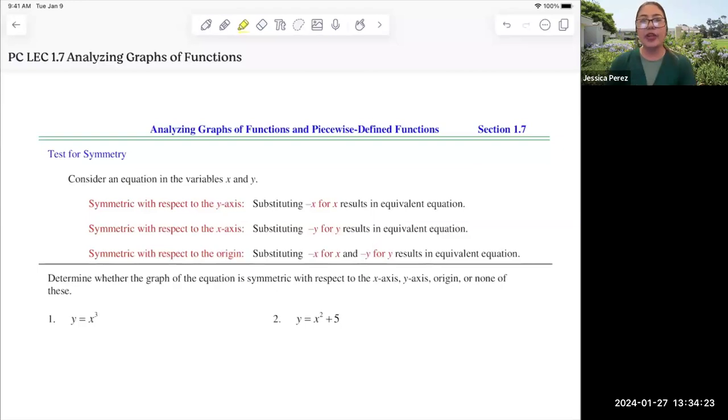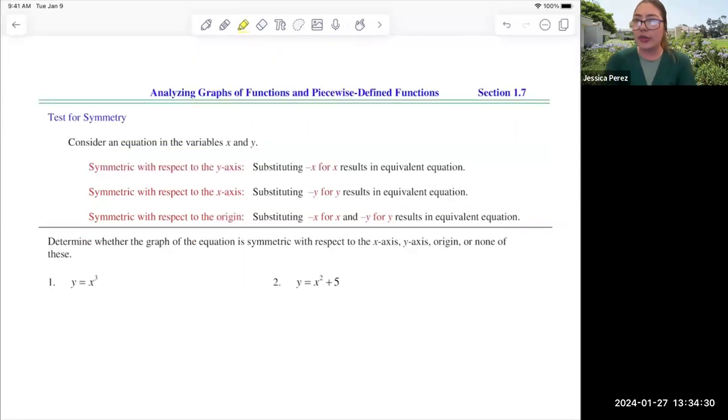Today, we're going to be working on analyzing graphs of functions and piecewise defined functions, section 1.7. So last section, 1.6, we talked about transformations of different types of functions. We are going to still continue to talk about graphs.